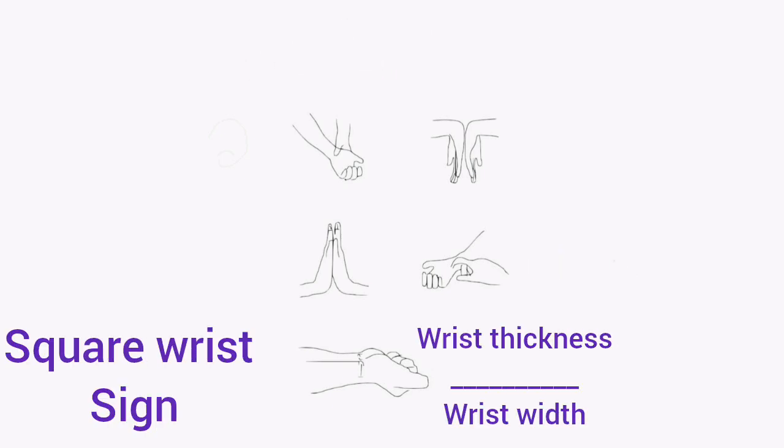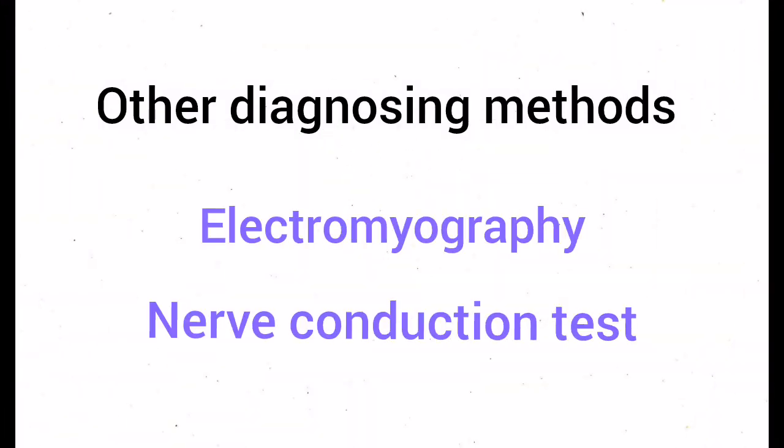And another one is the square wrist sign, in which the wrist thickness to wrist width ratio is greater than 0.07. These patients are likely to have carpal tunnel syndrome with this ratio. Other diagnosing methods include electromyography and nerve conduction tests.